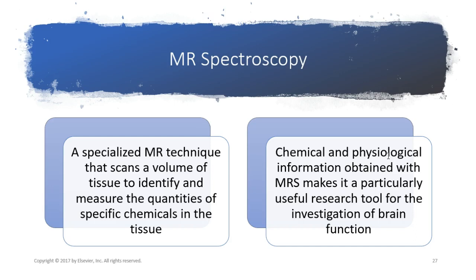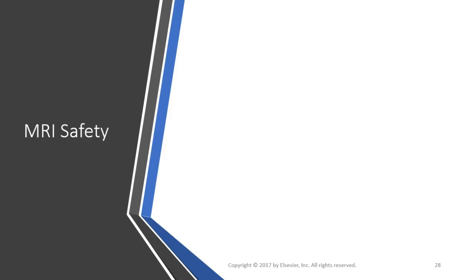MR spectroscopy is a specialized MRI technique that scans the volume of the tissue to identify and measure the quantities of specific chemicals in the tissue. The chemical and physiological information attained with MRS makes it a particularly useful research tool for investigation of brain function. Typically, we don't run spectroscopy because it's not reimbursed. And we like to get paid.